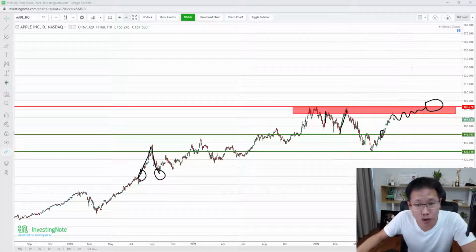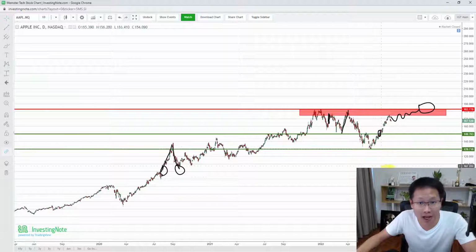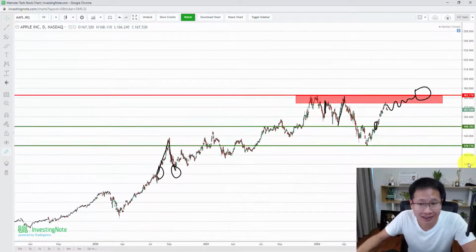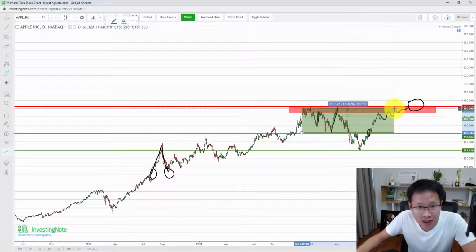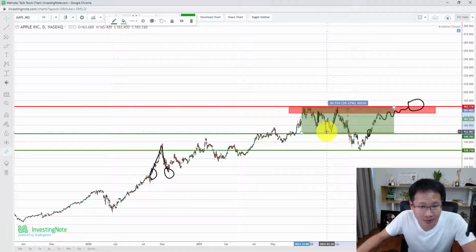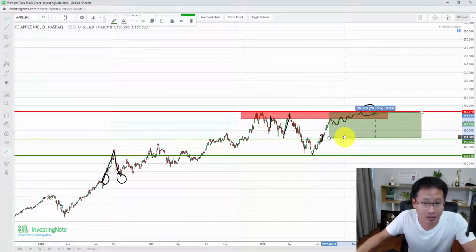Good question, right? So how we do that is that we can project the target. Of course, there's nothing to look at in the past because we're at an all-time high, but we can project the target such that, look at this right here. This would be the consolidation range. We have traded from about 150 to about 180, right? As I mentioned, this was the range, the current consolidation range from about 150 to 180.